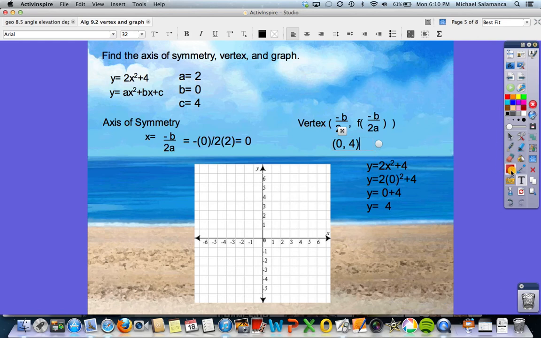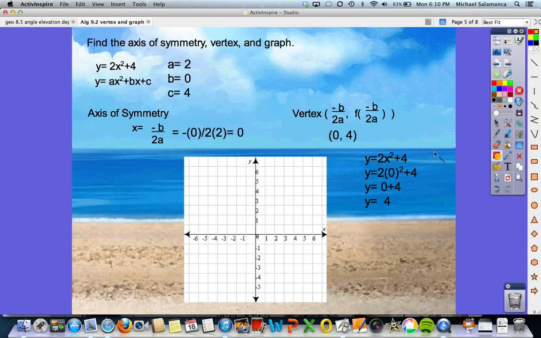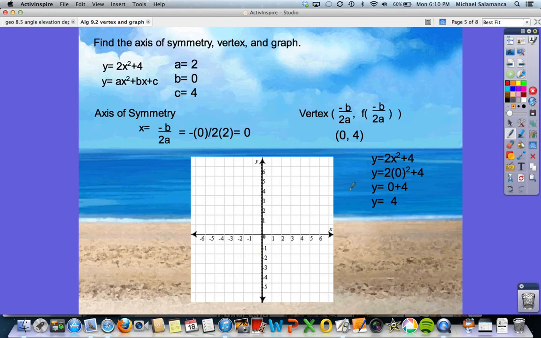We're going to start off with our axis of symmetry, which is at 0. So dashed line vertically at 0. Our vertex is at 0, 4. So 0 left or right, but 4 up. So 1, 2, 3, 4.